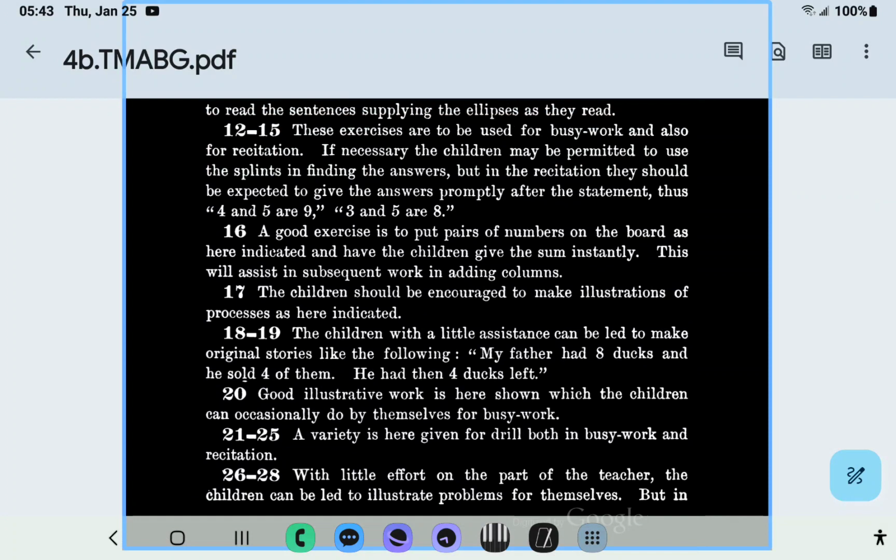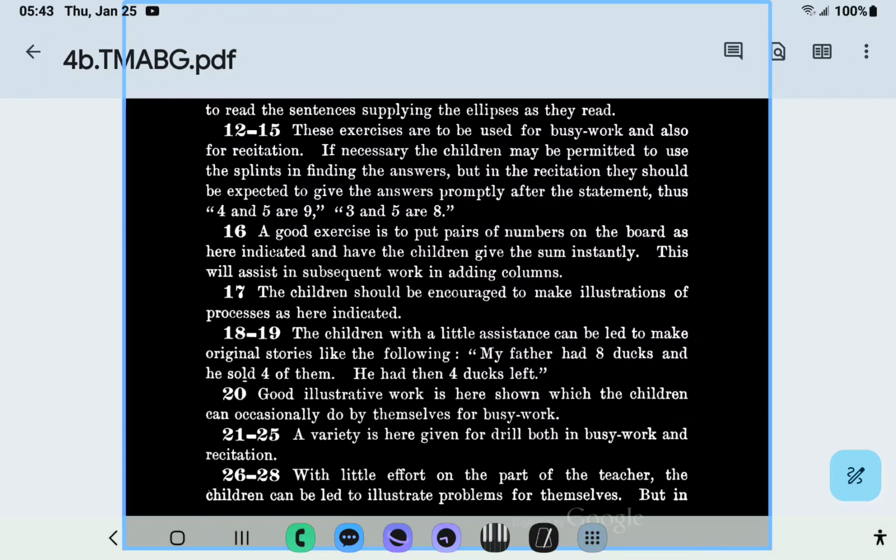Another and stronger reason for placing the multiplier after the sign is convenience in the analysis of problems. This will appear later when the written analyses of problems are made by the pupils. If desired, the expression 4x2 may be read "2 times 4." The pages opposite the illustrative work are designed for busy work and for recitation. In recitation, the children should be led to read the sentences, supplying the ellipses as they read.